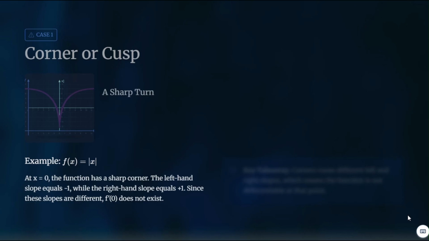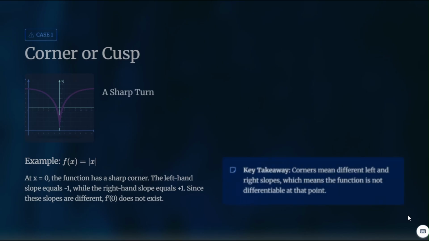The left-hand slope equals -1, whereas the right-hand slope equals +1. Since these slopes are different, f prime of 0 does not exist. So here's the key takeaway. Corners mean different left and right slopes, which means the function is not differentiable at that point.